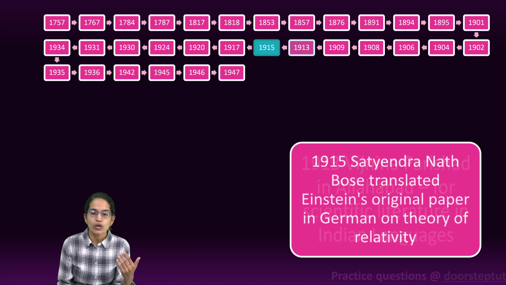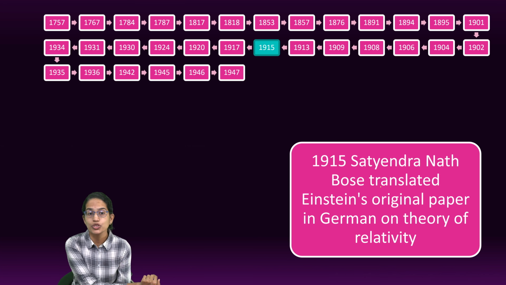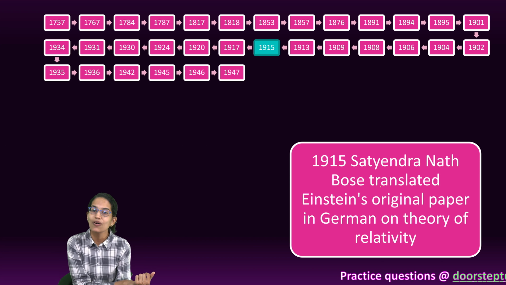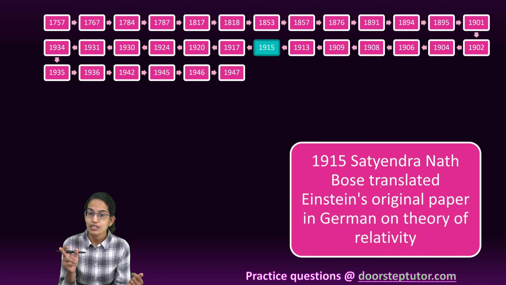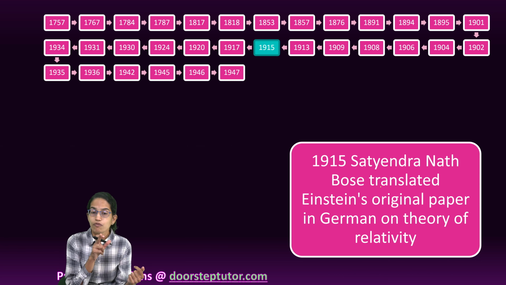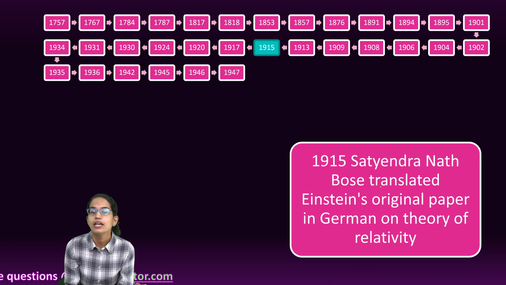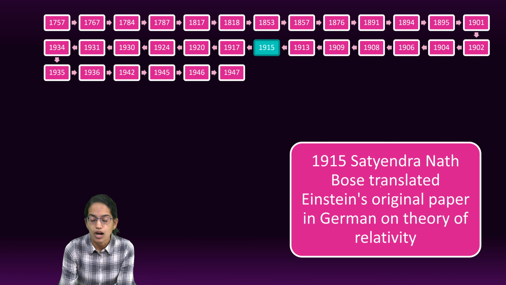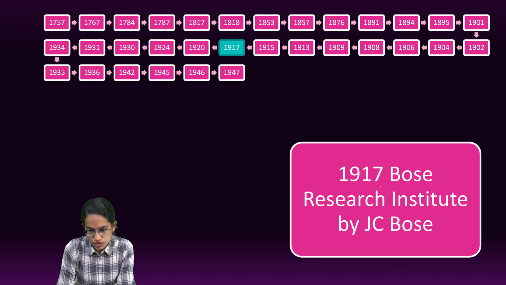The next was the Satyendranath Bose translation. Now, the Satyendranath Bose translation is also important because he translated the original paper of Einstein, which was written in German, on the theory of relativity. And this was one of the major developments which brought the people in India into acquaintance with the developments which were happening.